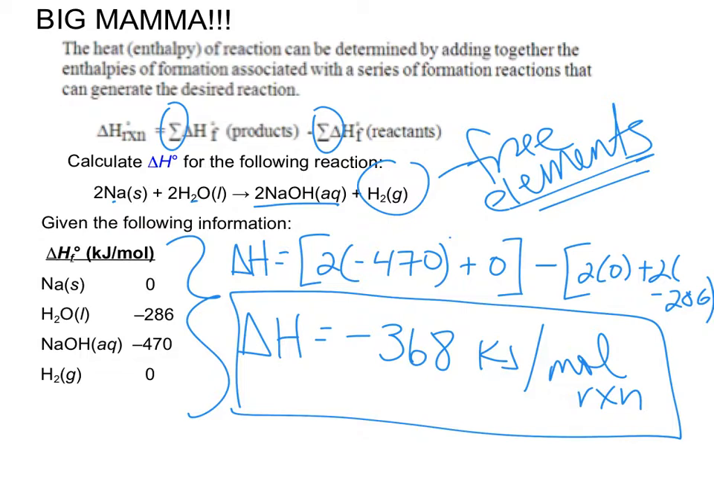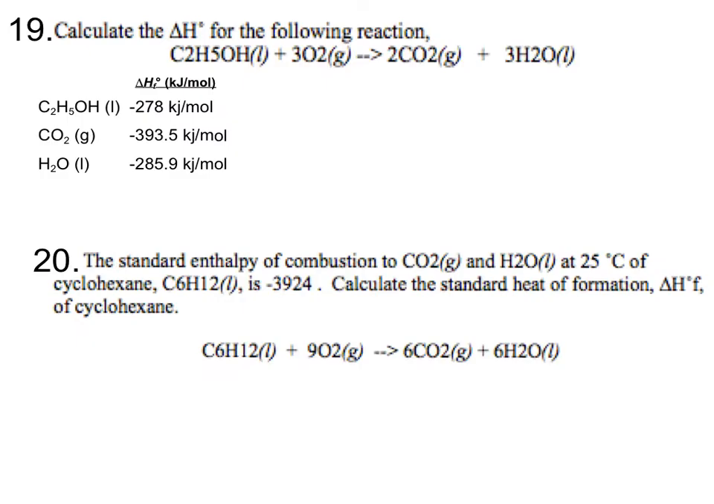Let's try it again in the next problem. So calculate the delta H for the following. Again, they have the reaction. They only gave us heats of formation, so we can't do the flippy thing or anything. Well, we could, but it would be ridiculously long. I can show you that some other day. But now we're just going to use Big Mama and do products minus reactants.